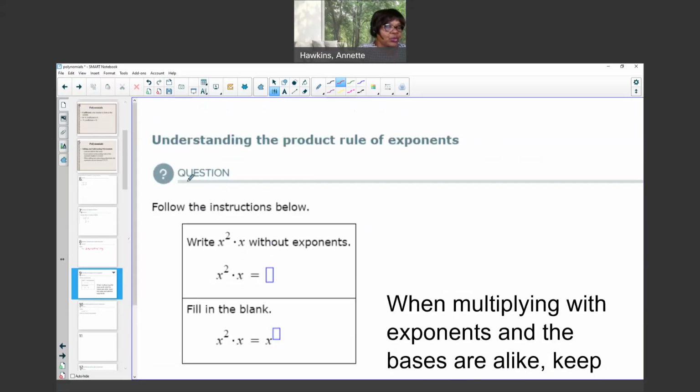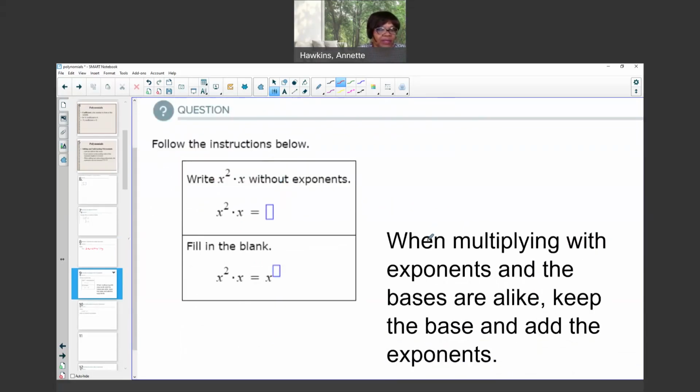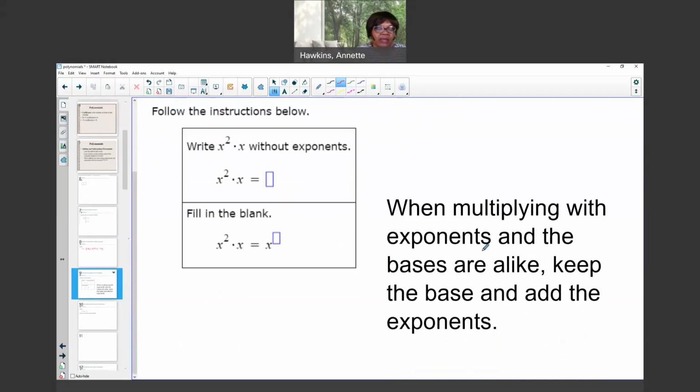Now here is the first rule of multiplying. When we're multiplying with exponents and the bases are alike, so the bases have to be alike, keep the base and add the exponents. So the bases are alike here, so we keep the base, we add the exponents. 2 plus 1 gives me 3. Okay, and so this would be x cubed, and then I want you to put a 3 there.